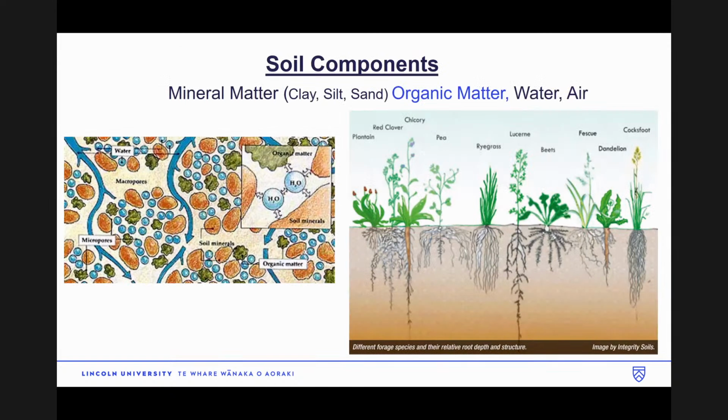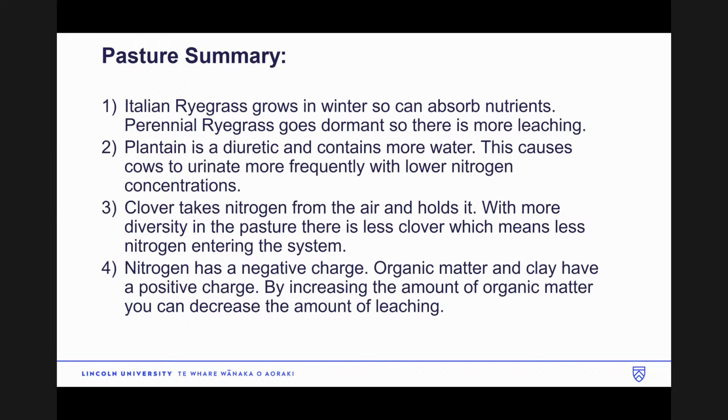So one last slide, just because I need to remind myself, you can see a little bit in terms of the root zone. Plantain does actually have a reasonable root zone as well. So of course it can suck up that nitrogen a little bit longer. So pasture summary. Italian ryegrass grows in winter, so it can absorb nutrients. Perennial ryegrass goes dormant, so there's more leaching. Plantain is a diuretic and contains more water.